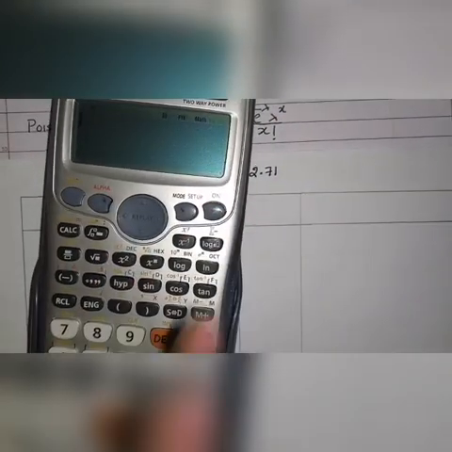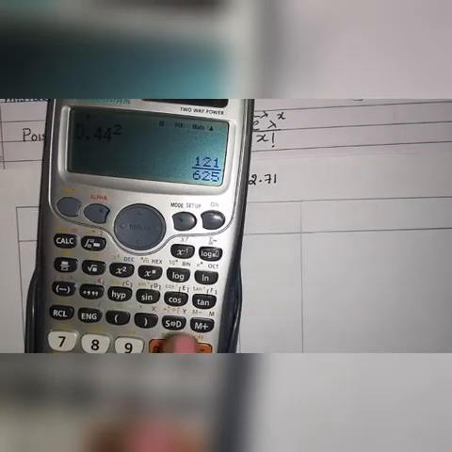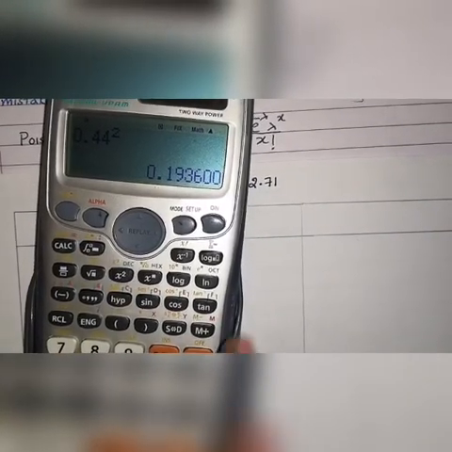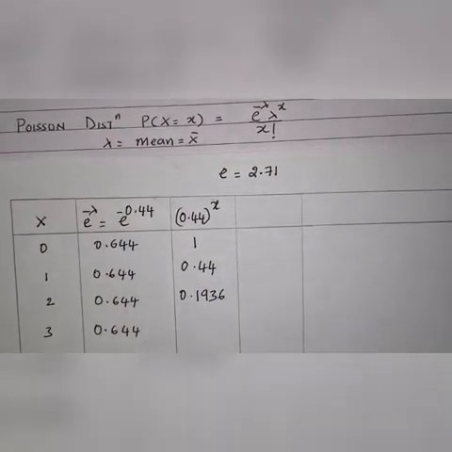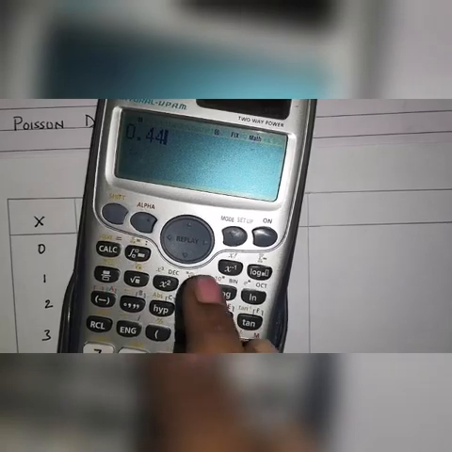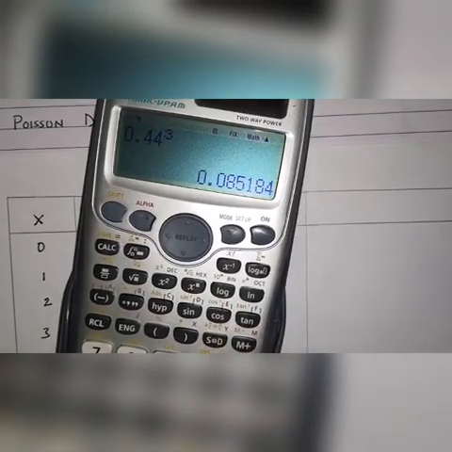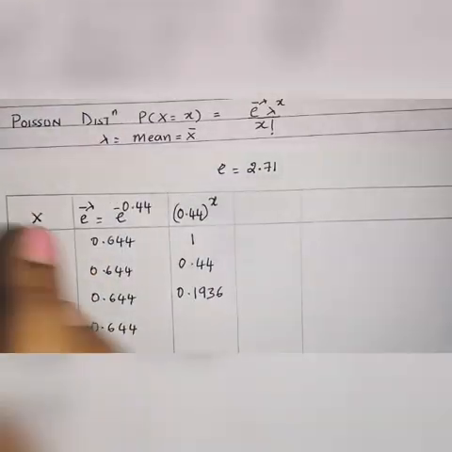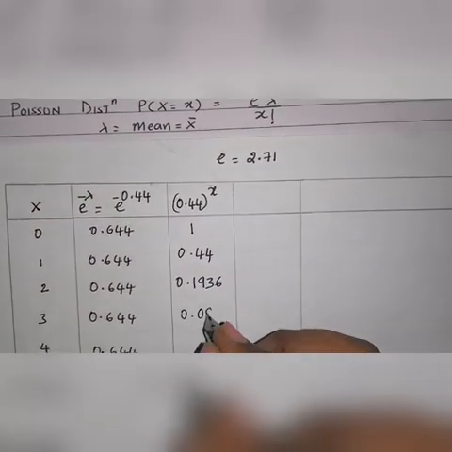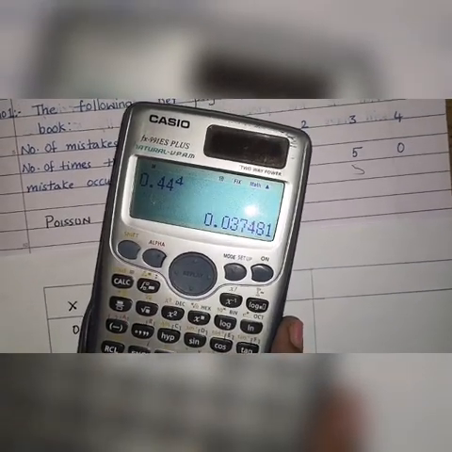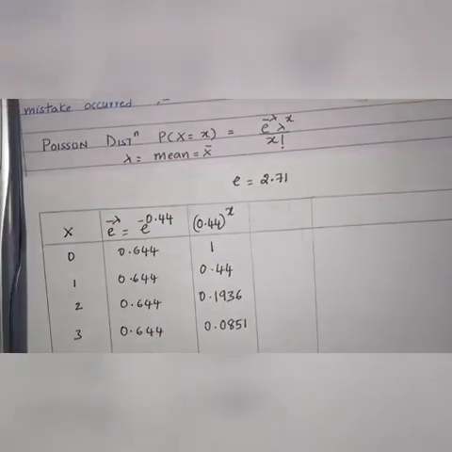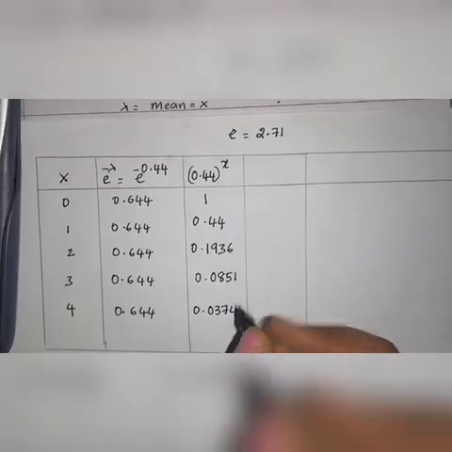0.44 to the power 2 is 0.1936. Then 0.44 to the power 3 is 0.0851. Let us take 4 decimal points. Then 0.44 to the power 4 is 0.0374.